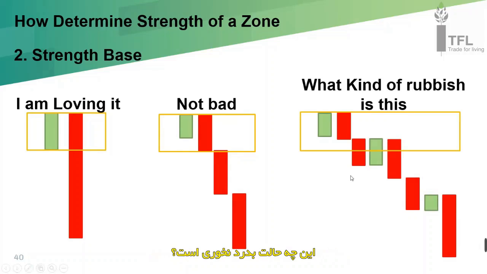All right. So what kind of rubbish is this? You can see that it does create a zone, but it takes a very long time going up and down, up and down. So it's indecisive, meaning that there is a supply zone out there, but the strength of it is not strong, right? Not the thing that we want, right?